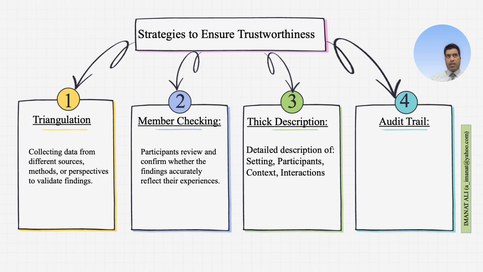Thick description covers setting, participants, context, and interaction. For instance, I claimed that AI helps students in language learning. So how can I prove it? Thick description means a detailed description of participants, the context, and how they interact, like observation during the class. Audit trail is a clear record of data collecting, coding, analysis decisions, process, methodology, and changes.